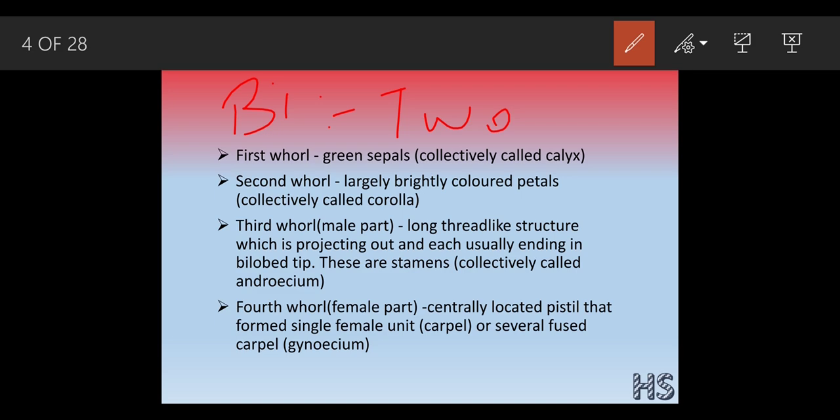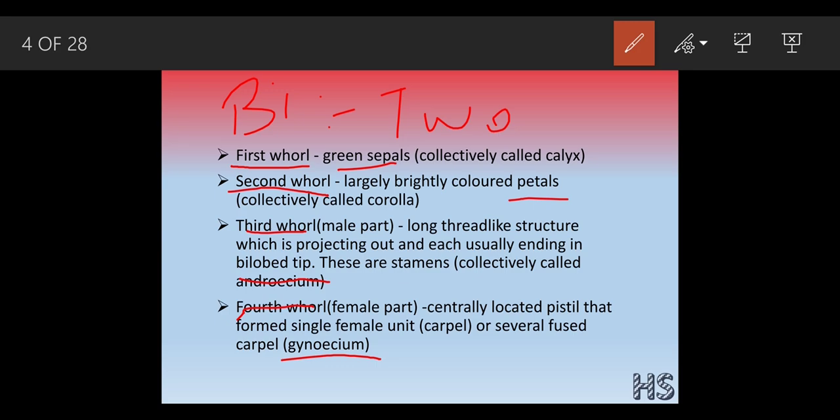What is the first whorl? The first whorl consists of sepals. The second one consists of petals. The third whorl will be androecium. The fourth whorl will be gynoecium. Let's understand. First whorl, sepals. Sepals are green in color. A single structure is called a sepal, and in collection it is called a calyx.